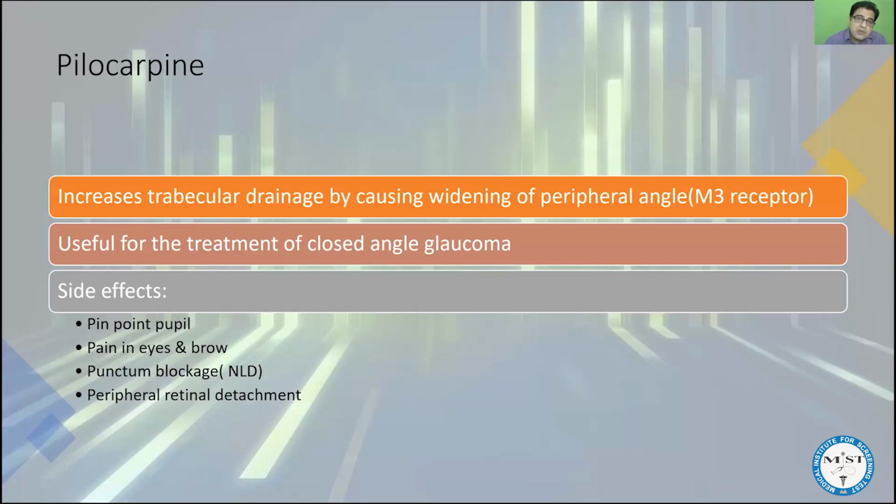So due to this continuous contraction of muscles, patient can have this pain in eyes as well as pain in the brow area. We call it brow ache.